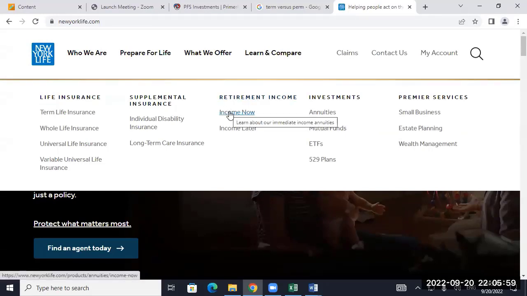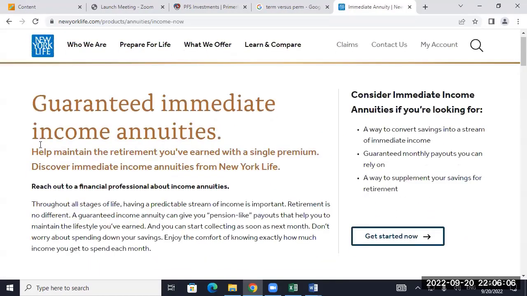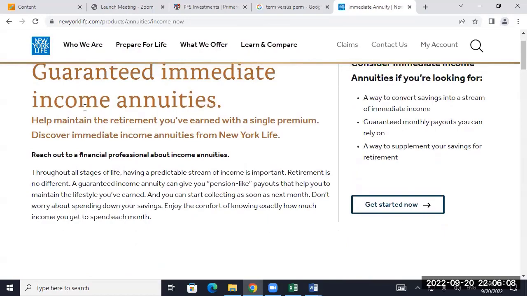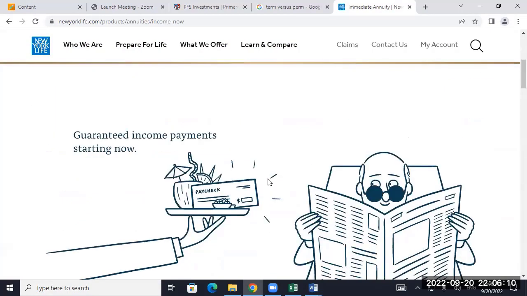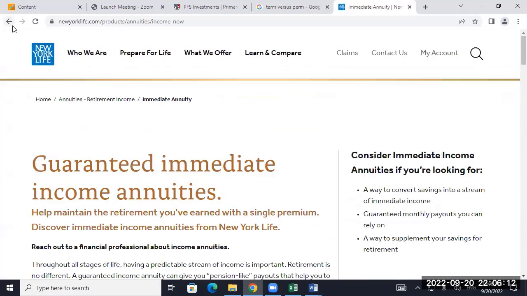There it is, Income Now. So there it is. That's the product. You click on that. Guaranteed immediate income annuities. So they have it. But how hard are they actually pushing this product? Their sales reps, how much of it? I doubt you're going to go to any of these insurance companies and that they're above the banner. Main thing they're promoting is going to be the immediate annuities. It's going to be something else.